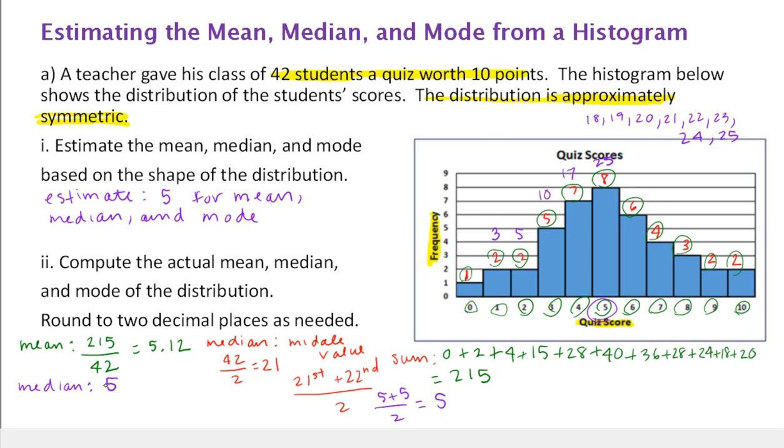And now finally the mode. The mode is the easiest value to find, because the mode is the most frequent value, and since this vertical axis is the frequency, we just need to find the highest frequency. The highest frequency is 8, and it corresponds to a quiz score of 5, so the mode is also 5.